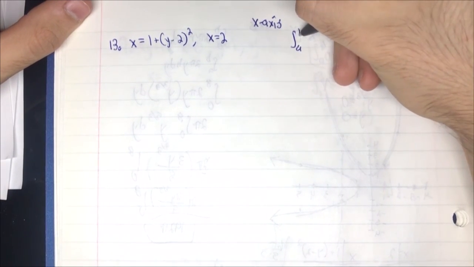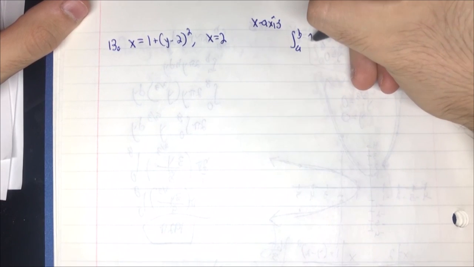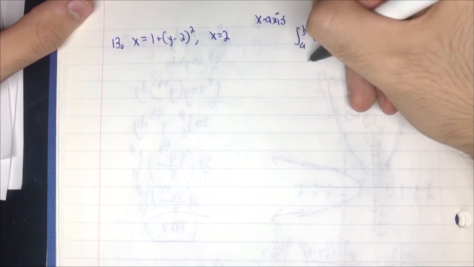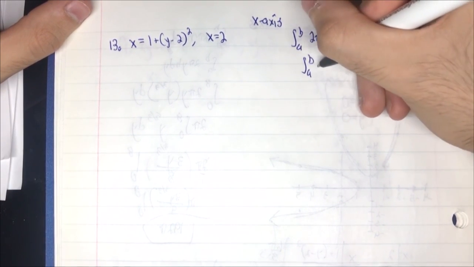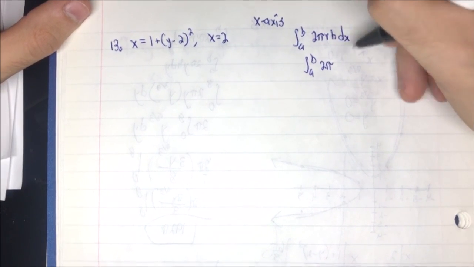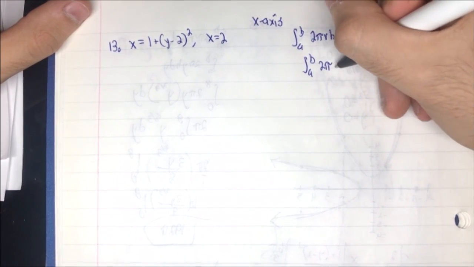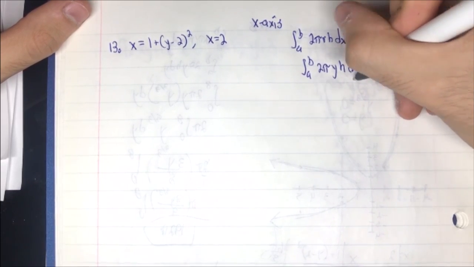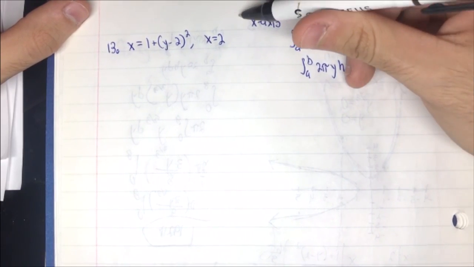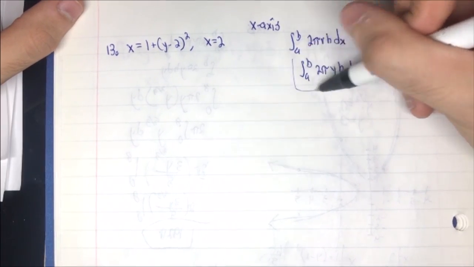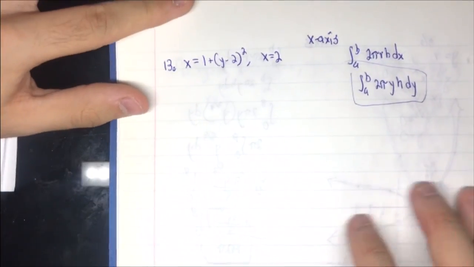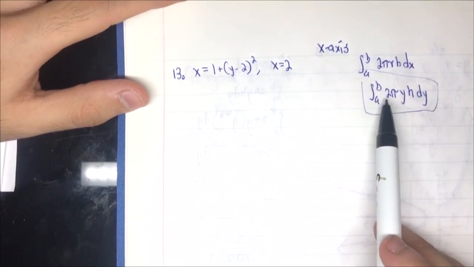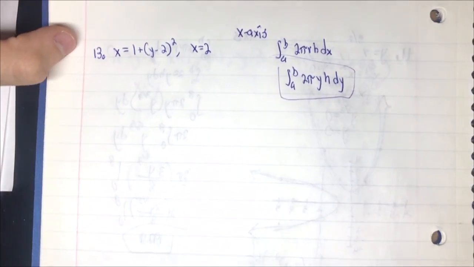So first we have to write down the formula. Integral from a to b of 2 pi r h dx is the formula. And then the radius is y, since it's on the x-axis, so that's going to be 2 pi y h dx. We're focusing on y's, all y's, since it's on the x-axis. So this is our new formula. This is what we're going to use, and then we're going to have to set the x's equal to each other to get the y's, a and b.